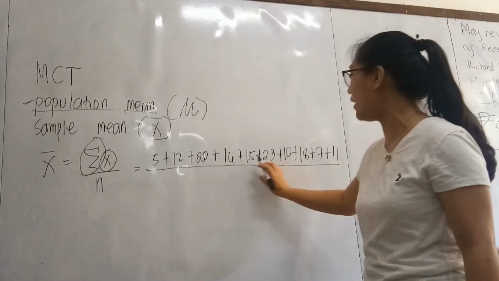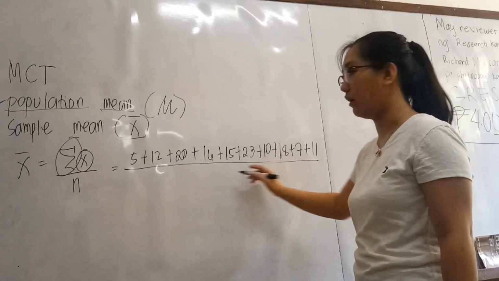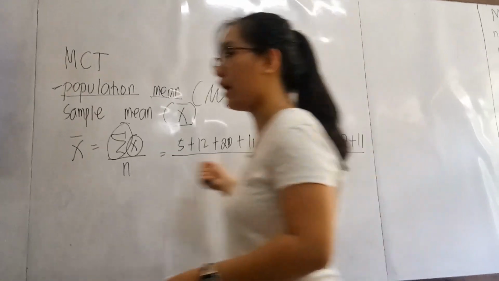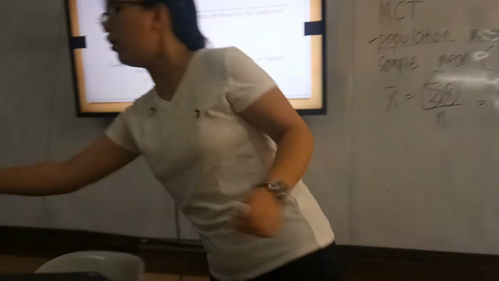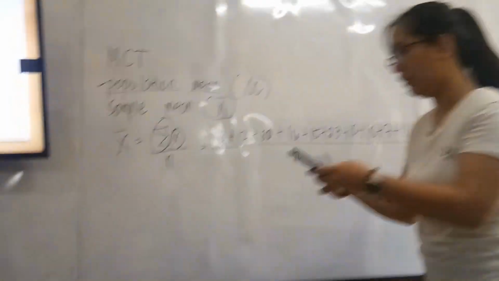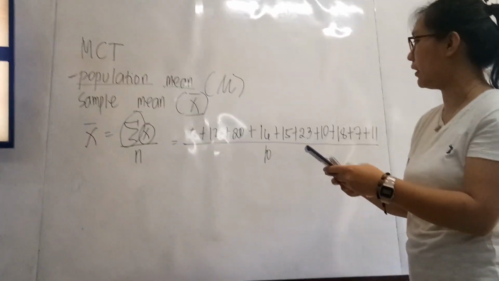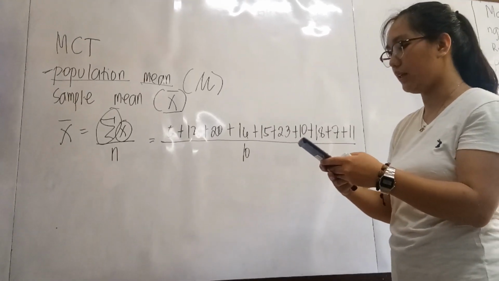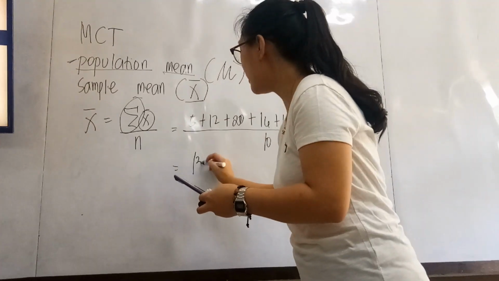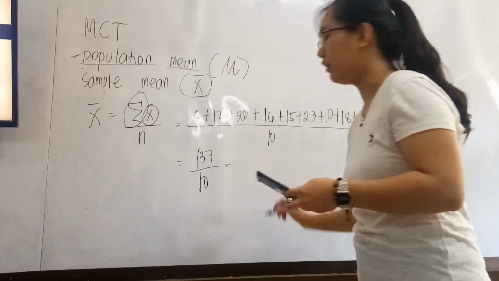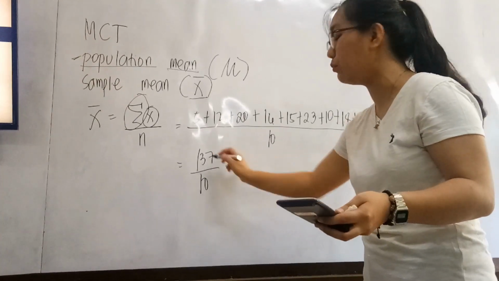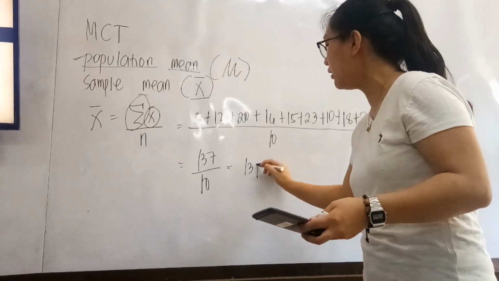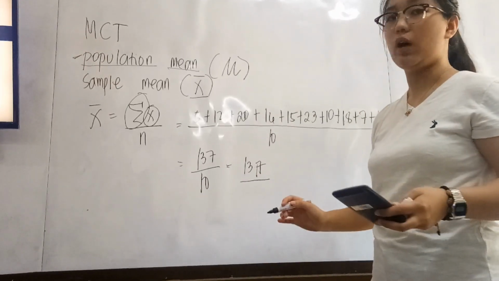1, 2, 3, 4, 5, 6, 7, 8, 9, 10. Okay? Use your calculator. All you have to do is to add. So 5 plus 12, and so on. Let me check. 5 plus 12 plus 20 plus 16 plus 15 plus 23 plus 10 plus 18 plus 7 plus 11 is, yes, 137 over 10. Okay? Without using your calculator, just move one decimal value. So we have 13.7. So this is our what?